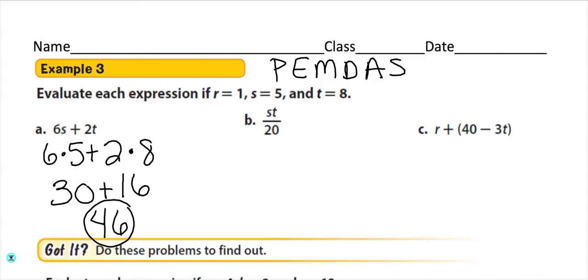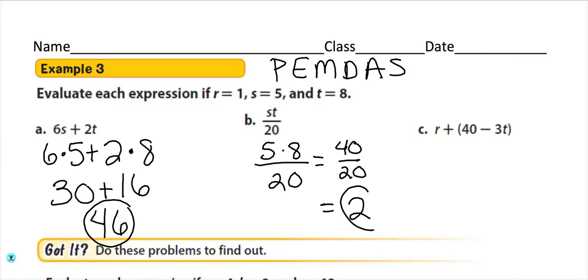All right, letter B says st over 20. So st means s times t. So we're going to do 5 times 8 over 20. We know 5 times 8 is 40. So 40 divided by 20 gives us 2.